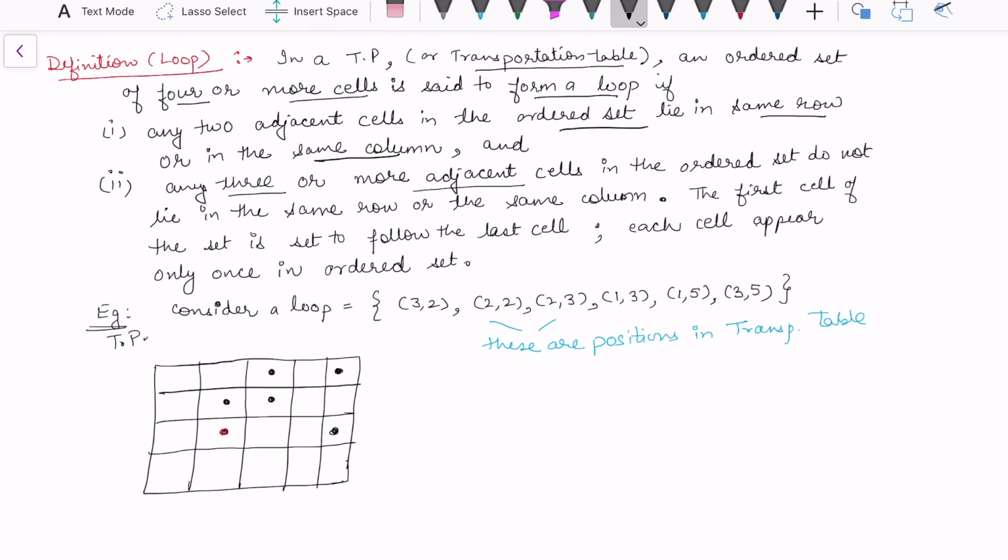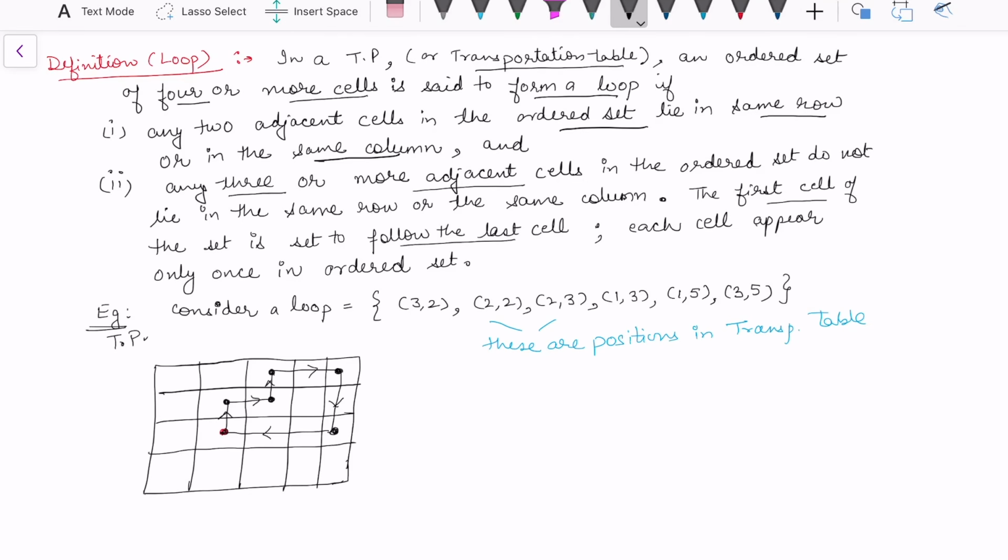And then we have moved to this cell. Then we have moved to this cell. And then this cell, then this cell, then this cell. And we come back to this cell. So this is what it says, that the last cell is followed by the first cell. So here we have already written the first cell is then followed by the last cell.